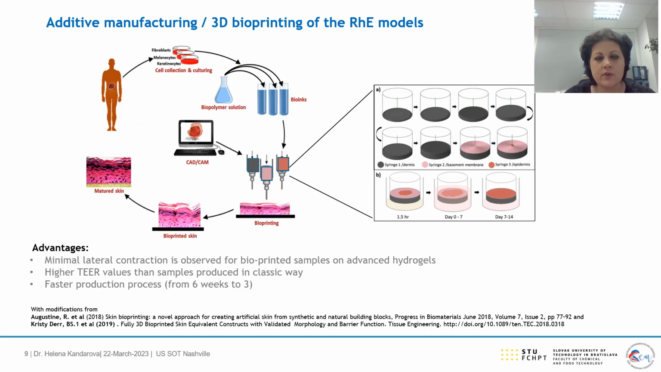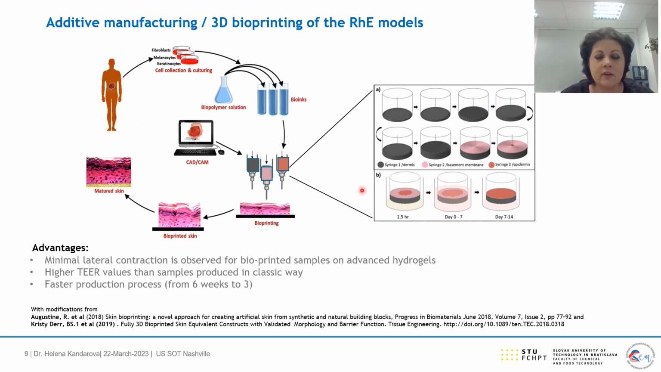create scaffolds or supports that have minimal lateral contractions. That is very important for a good reproducibility of more complex tissues. We also hear and see in the literature that the scientific teams are publishing that such 3D printed tissue models may have higher, better barrier properties, basically due to the omission of the shrinking of the matrices. And definitely it can accelerate the production process, especially the bioprinting of the scaffold.